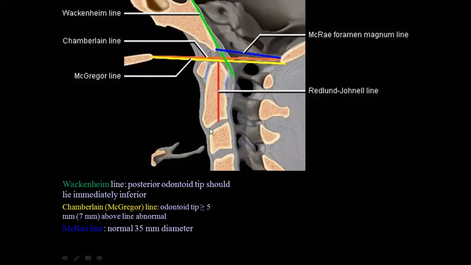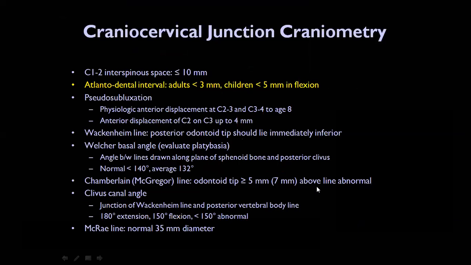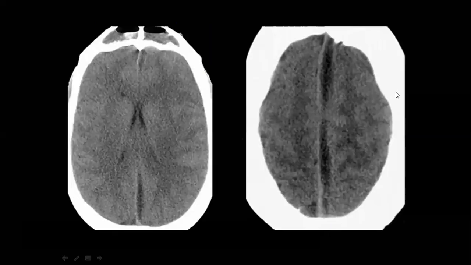I think you will find a very good article in Radiographics, and one very good article also in ACR, which I will share with you in the group. It has all these measurements, and many very good examples of atlantoaxial dislocation that will help you read this well. Just the most important interval, the atlantodental interval in adults should be less than 3 millimeters, in children 5 millimeters, and so on. And you should be aware of all these lines.